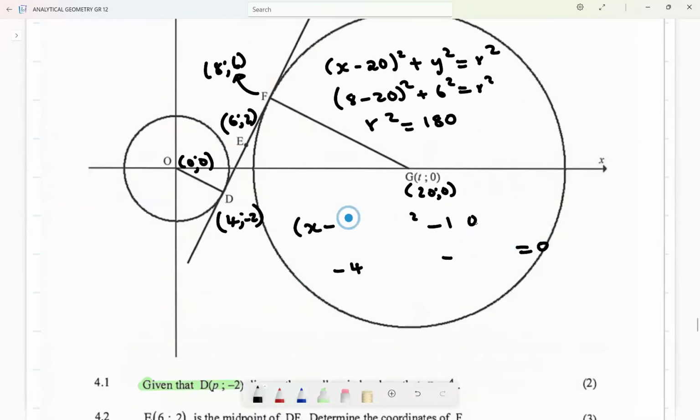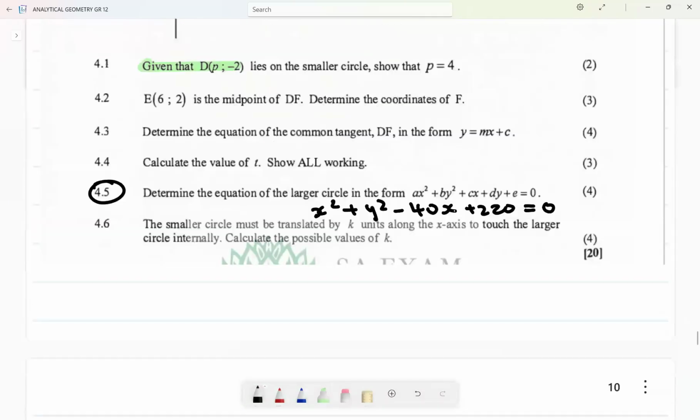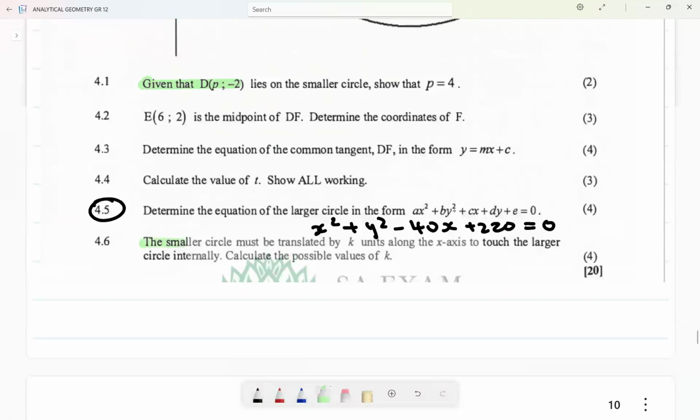Okay. Let's now look at this question. This question is interesting. It says the smaller circle must be translated k units along the x-axis. When you translate something along the x-axis, the y does not change. What changes is just the x. So what do they want here?